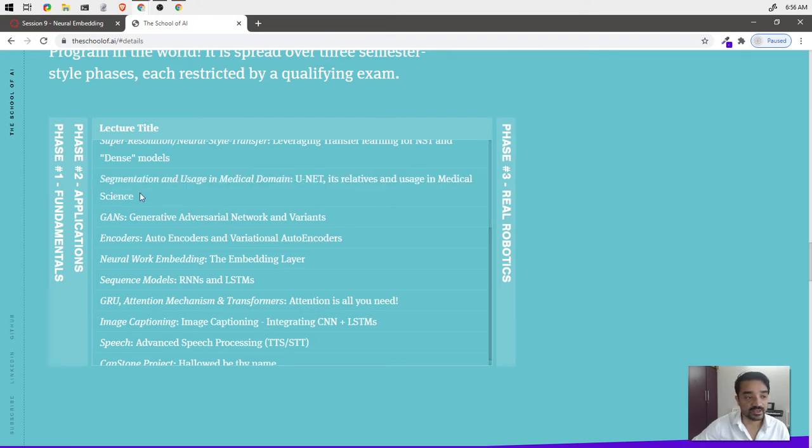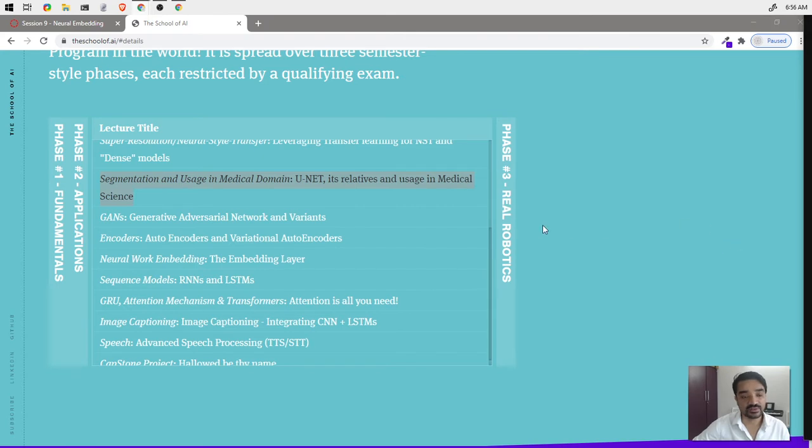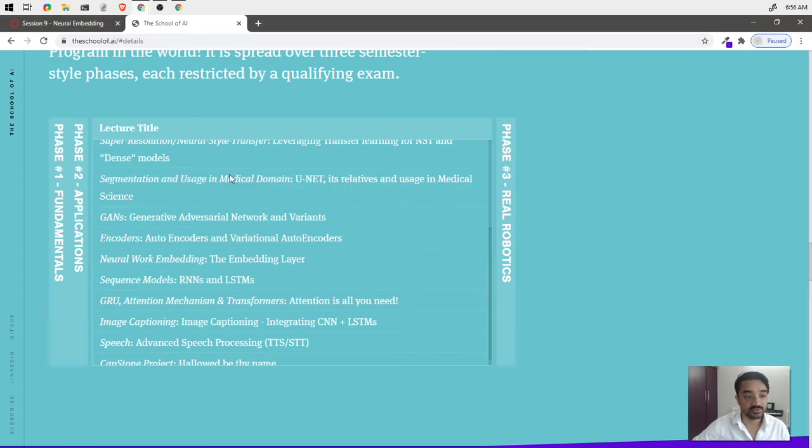Segmentation in general we can cover, and we can look at how segmentation is used and what are different algorithms. Definitely we can do that. But do you want it to be specifically medical domain, or do you want it to be in all general domain? That is why I am actually not conducting this session this time.